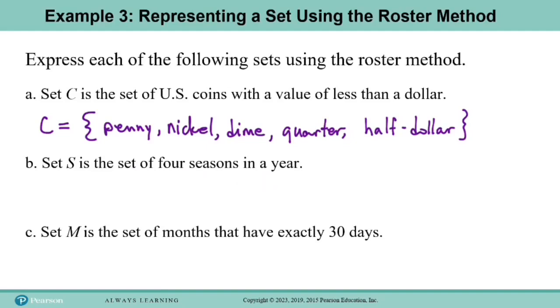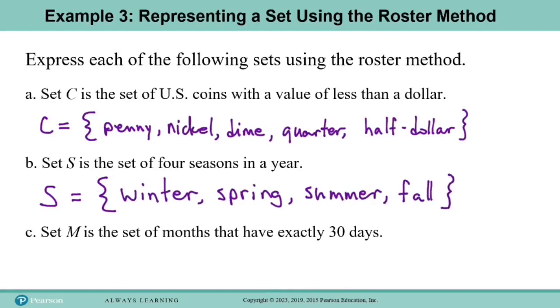All right, part B says set S is the set of 4 seasons in a year. So we could say that S equals the set containing, and it doesn't matter which order you list these in, but I'm going to put winter, spring, summer, and fall. And then in part C, set M is the set of months that have exactly 30 days.